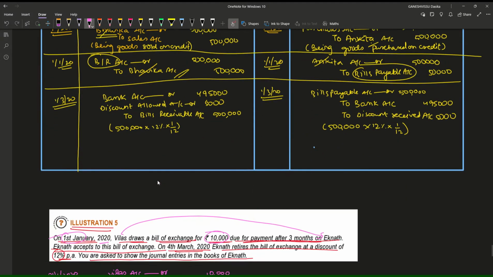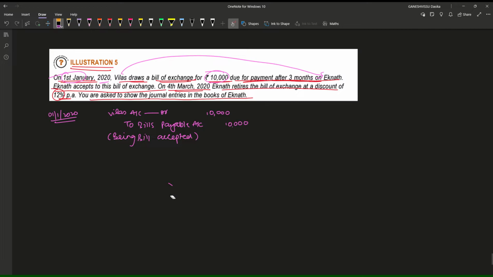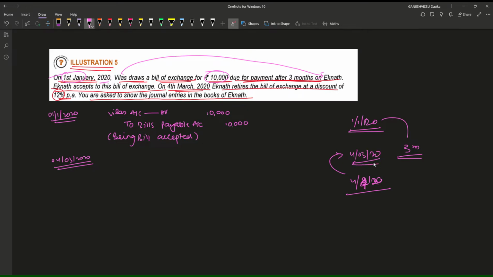So what would be the amount of discount? What is the entry which we are going to record now? Very simple. On 4th March 2020. What is the due date here? 1st January 2020 is the date of the bill, and from this we add three months. That means the maturity date is 4th April 2020, and one month before this, on 4th March 2020, he is going to discount the amount.